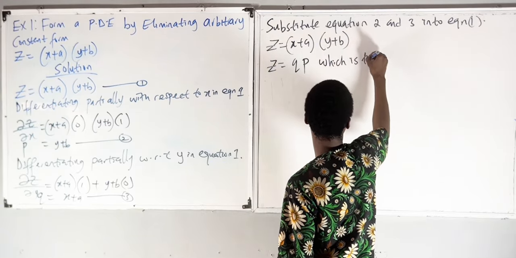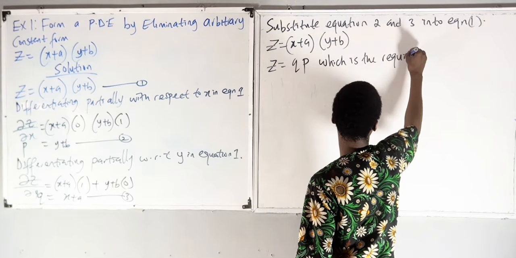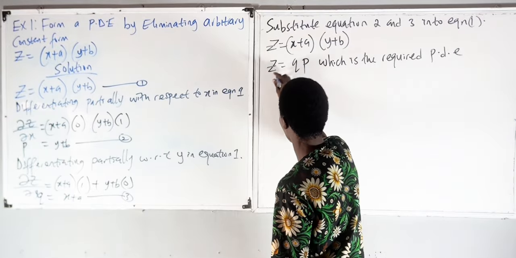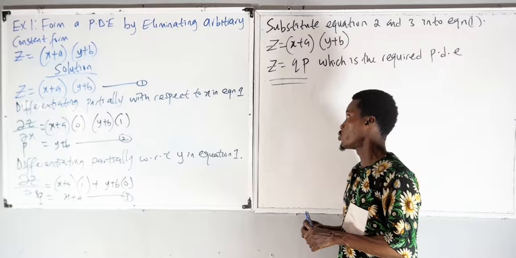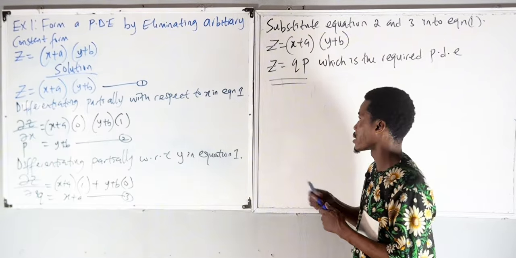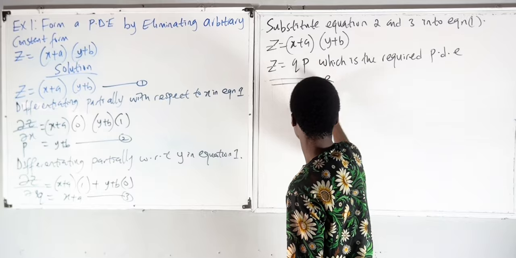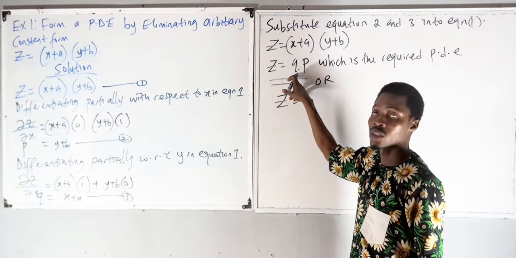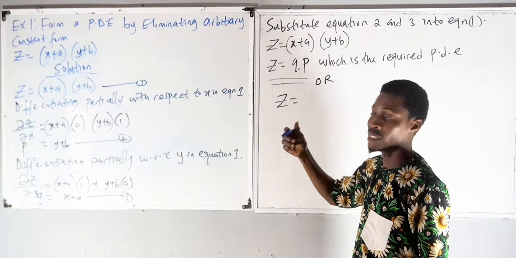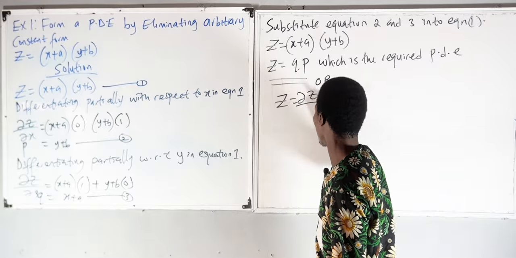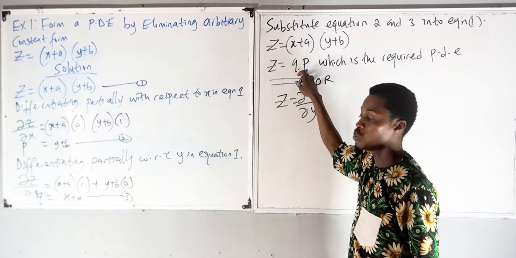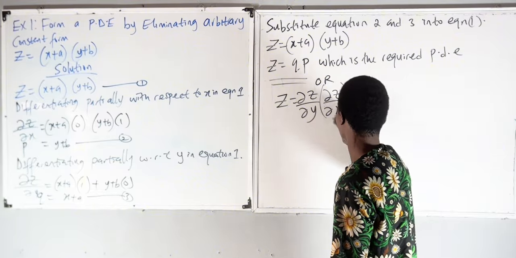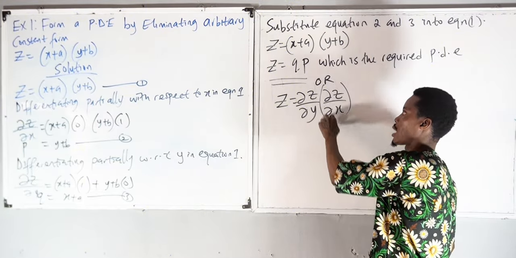Which is the required PDE? So our answer is z is equal to qp. Remember, I can write this as z is equal to q times p, where the notation for q is partial z over partial y, multiplied by p, which is partial z over partial x. Either of the two forms can be written.